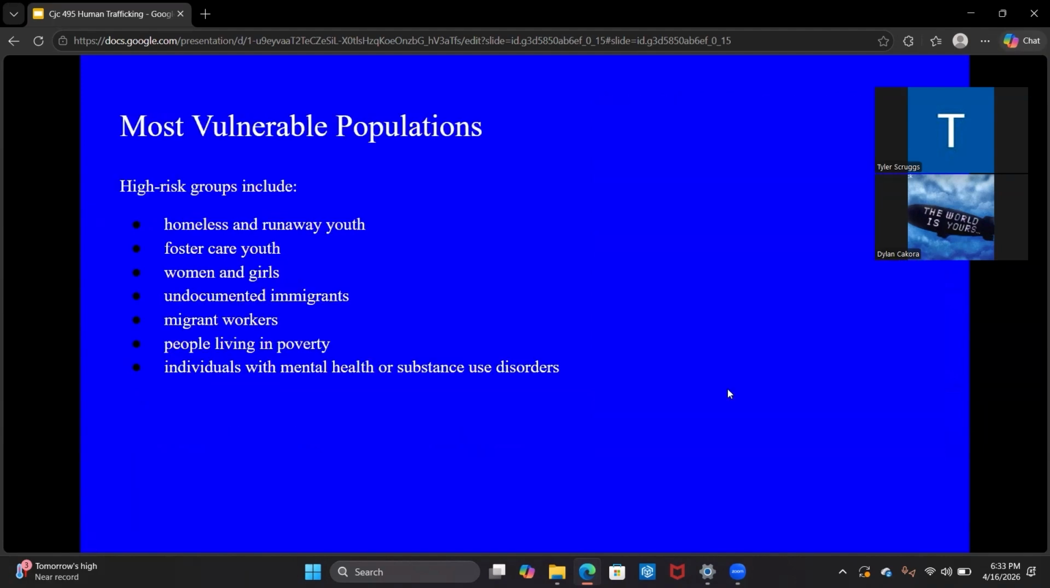There are many vulnerable populations to human trafficking. The high-risk groups include homeless and runaway youth, foster care youth, women and girls, undocumented immigrants, migrant workers, people who live in poverty, and individuals with mental health or substance use disorders. This is because many of them don't have support groups around them that can help them or are too afraid to reach out to police to get help.